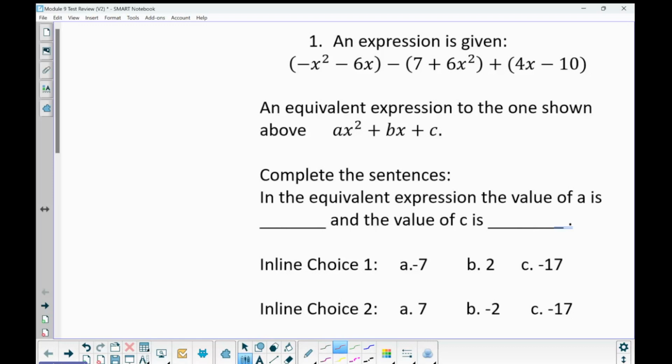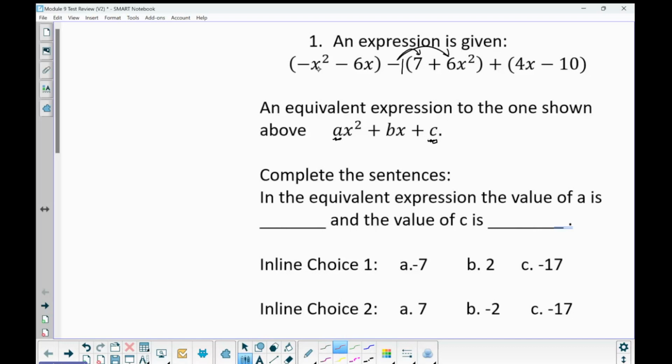Okay, so we're going to take the expression that they gave us, we're going to simplify it, and we're going to figure out what our a is and what our c is. So first, I know I have two operations happening here. I have negative and positive. I'm going to start with what's happening with the negative. Remember that here there is a -1 that I have to distribute to everything in the parentheses right after.